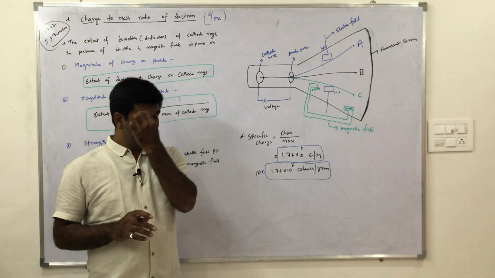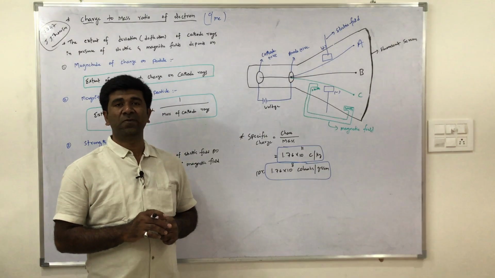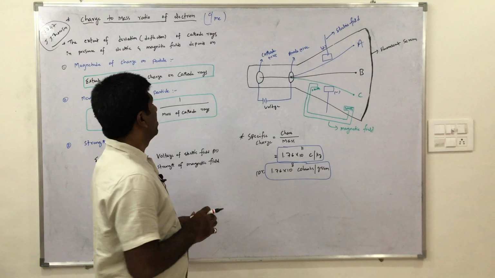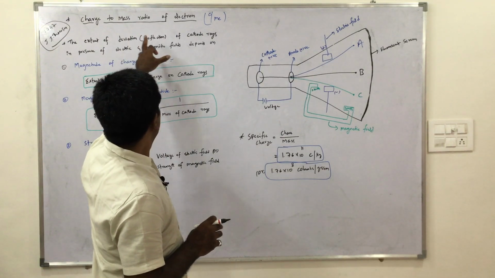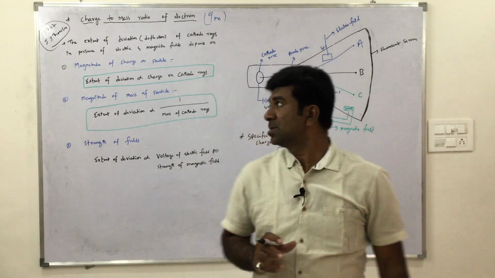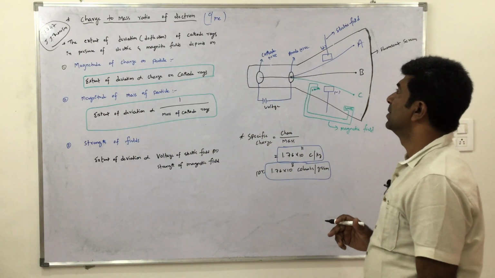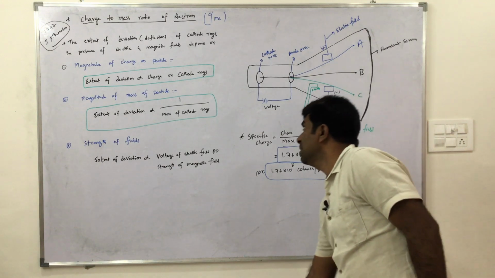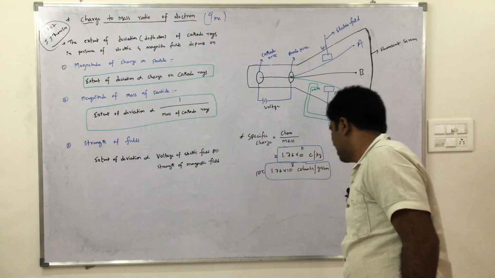In our previous video we discussed the discovery of the electron. Now today's topic is the charge to mass ratio of the electron. Charge to mass ratio of electron, that is the e by m_e value.